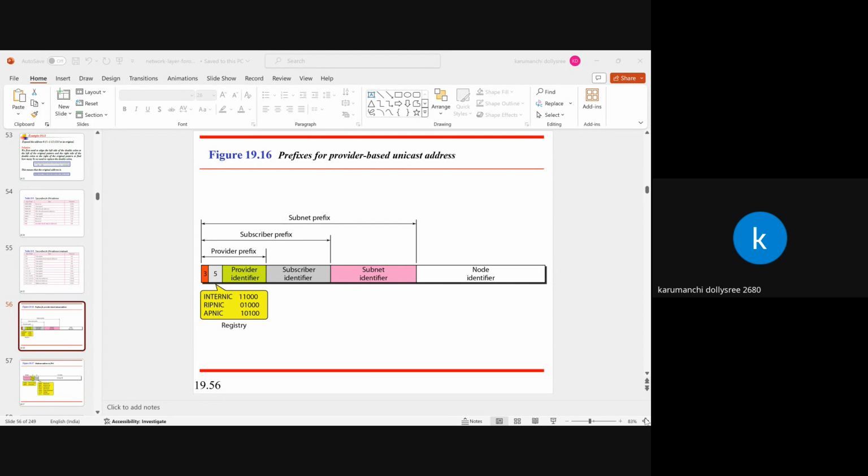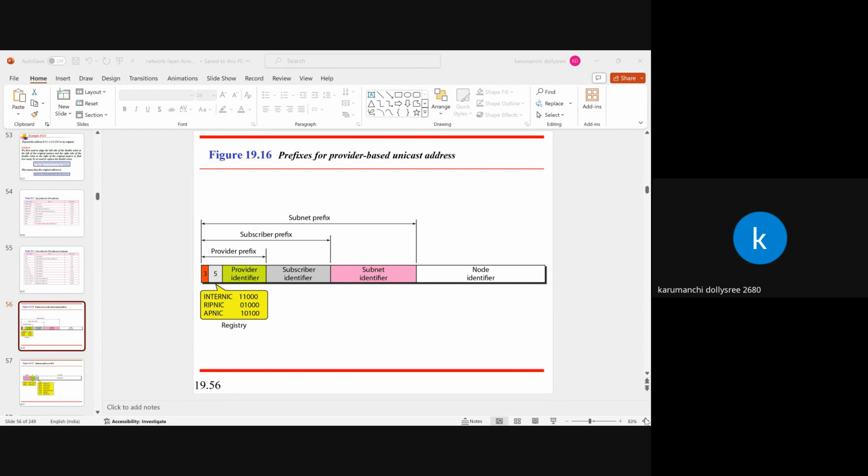So the next one is subnet identifier. Each subnet can have many different subnetworks, right? So we have a unique identifier here. That will define which specific subnetwork will come under that particular subscriber. It has a 32-bit length.